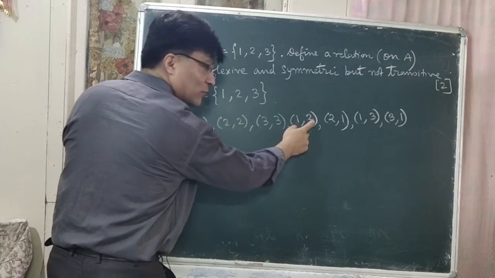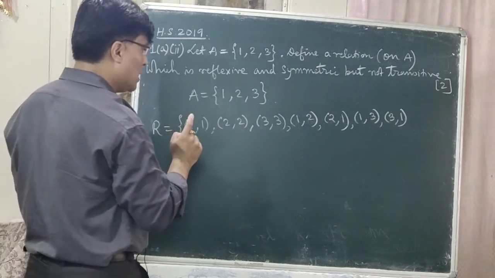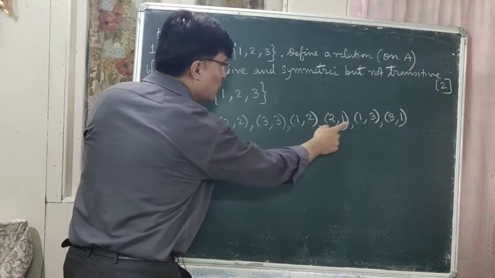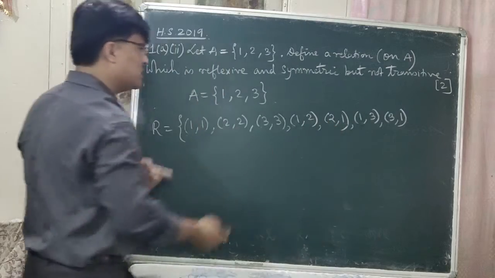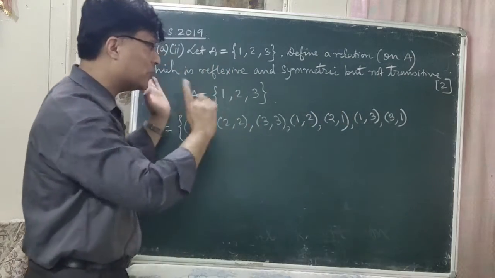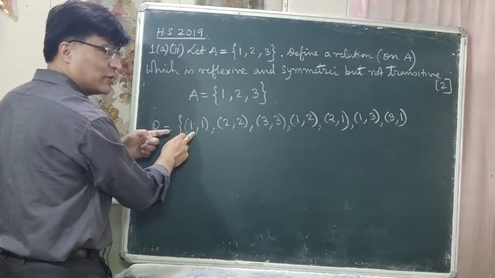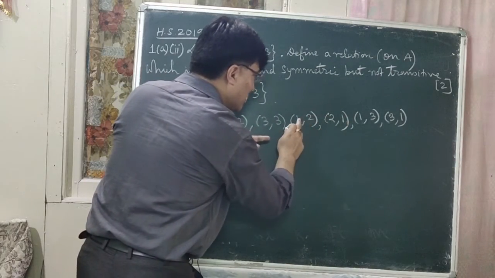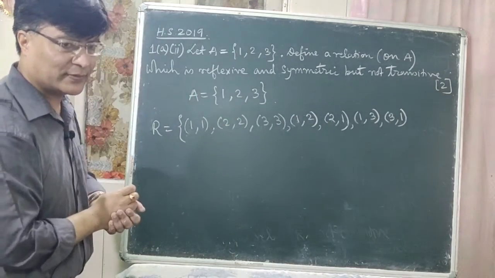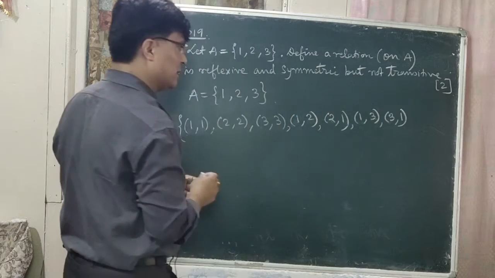1 comma 1 is there, 1 comma 2 is there, so 1 comma 2 is itself this one, so it is transitive here. Again 2 comma 2 is there, 2 comma 1 is there, so 2 comma 1 is also here, it is transitive. Okay, 3 comma 3 is there, 3 comma something is not there, no need of checking it, so it is transitive. Okay, 1 comma 2 is there, 2 comma 1 is there, 1 comma 1 is here, so it is transitive. 2 comma 1 is here, 1 comma 2 is also here, 2 comma 2 is also here, it is transitive. Okay, next one is 1 comma 3 is here.